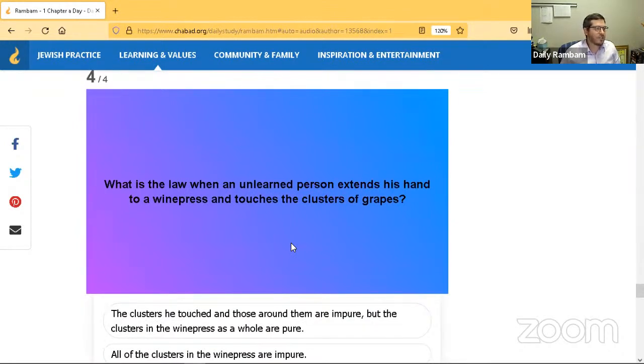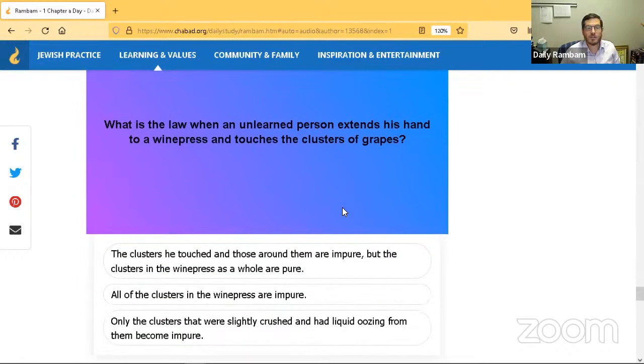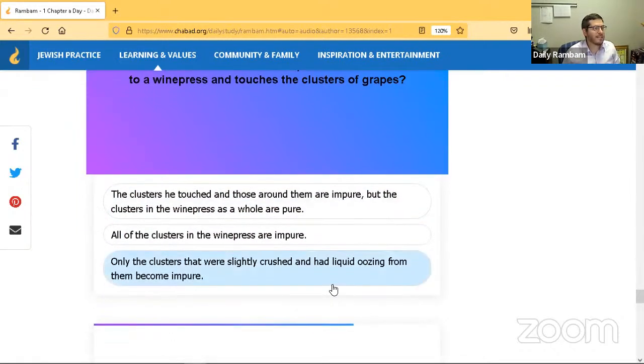Question 4 of 4. What is the law when an unlearned person extends his hand to a wine press and touches a cluster of grapes, meaning we're assuming that he is a source of tumah? So what happens? Three options. The cluster he touched and those around them are impure, but the clusters in the wine press as a whole are pure. That's option 1. Option 2, all of the clusters in the wine press are now impure. Option 3, only the clusters that were slightly crushed and had liquid oozing from them become impure.